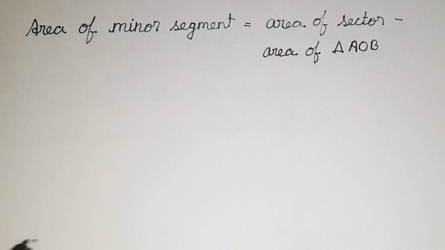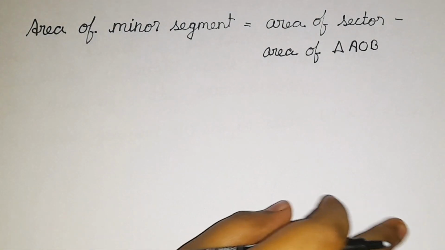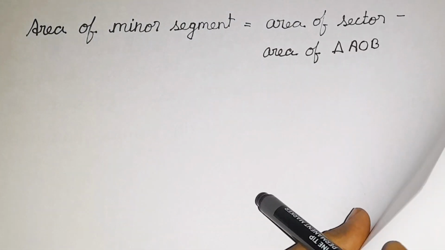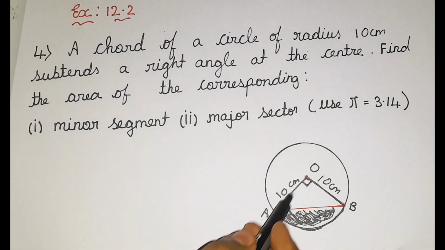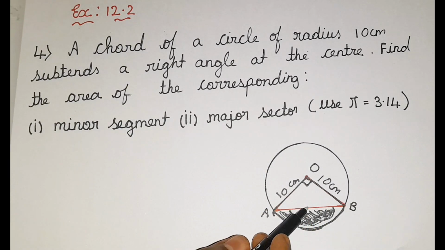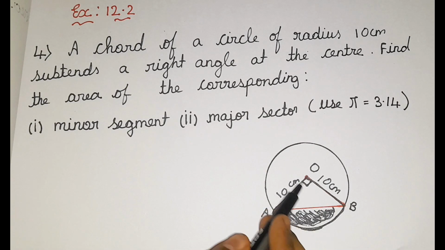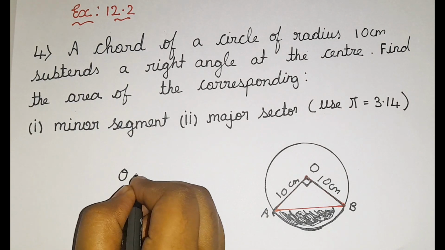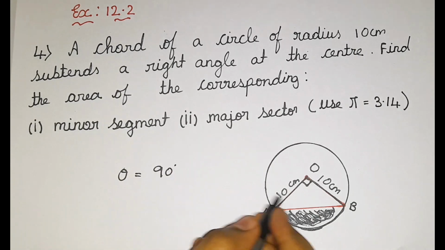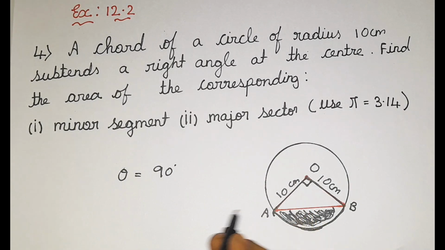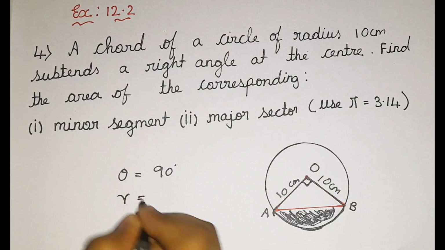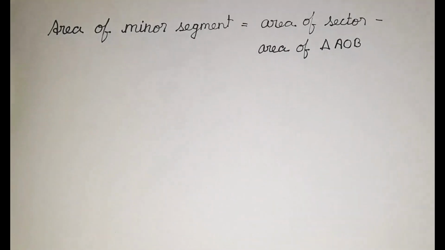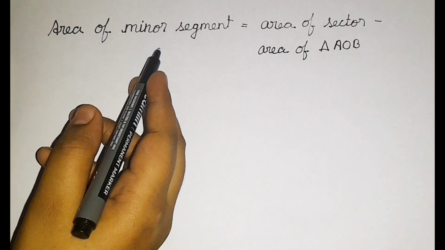So this was the formula I was explaining. Here you can see area of sector minus area of triangle AOB. Area of sector is this one, we call it a sector, and minus area of triangle, this one. That is triangle AOB. Since you know theta is 90 degree, here we have the angle, that we call theta, and the radius is 10 centimeter. So now we can find the area of minor segment, am I right?